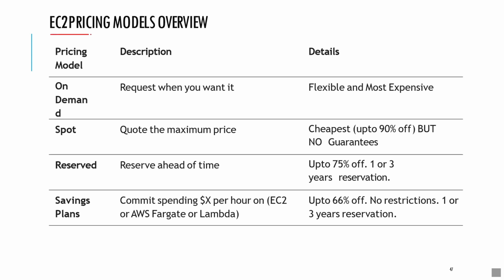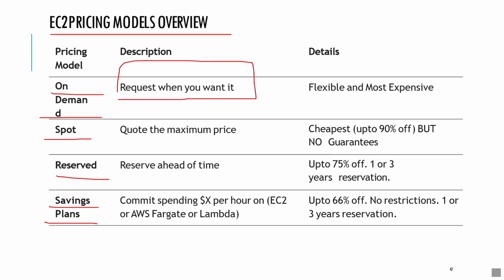In this video we are going to see EC2 pricing models. There are four types of pricing models: on demand, spot, reserved, and savings plan. On demand is request when you want it. We can create an instance whenever we want it, and we can delete the instance whenever we don't use it. So it is very flexible and it is the most expensive one when compared to the remaining ones.